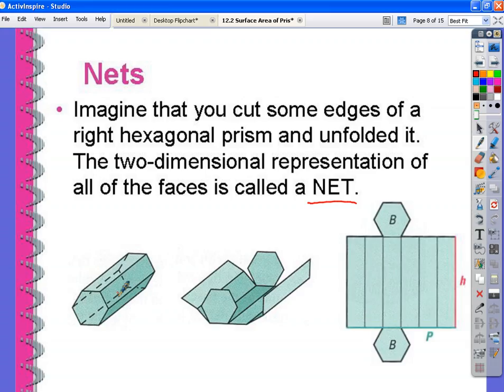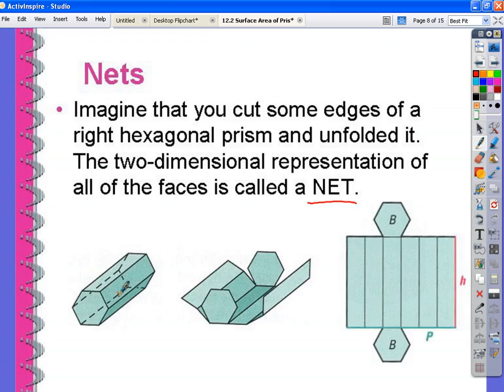But what about the lateral faces? How could I add up the area of the lateral faces? If I look at that shape as a whole, what is it? This whole thing down here. If I ignore the bases, what is that? It's a rectangle. The height of the rectangle, isn't that equivalent to the height of the prism? Now, what about the length of the rectangle? Here's the part I want you to see. What's the length of the rectangle equivalent to?